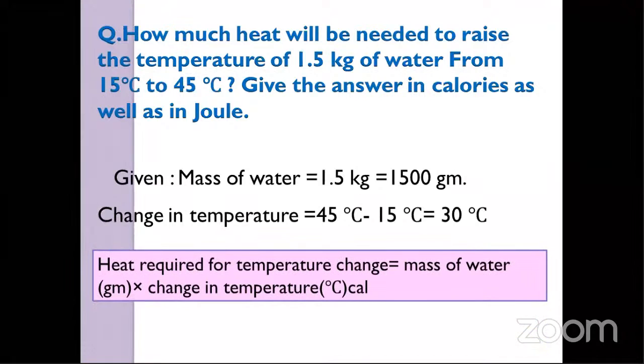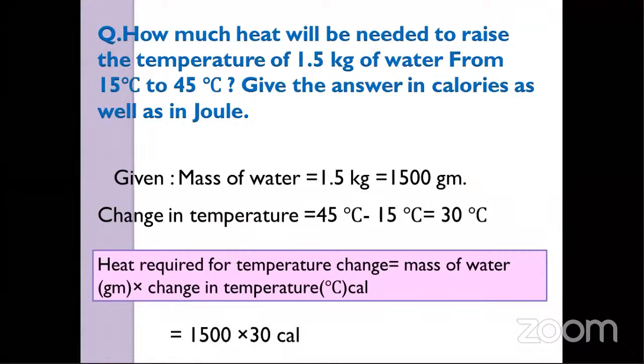And we have to find out the heat required for the temperature change. So use the formula for that. Here is the formula for you. Heat required for temperature change is equal to mass of water times change in temperature. This is the formula to find the heat required for the temperature change. So put the given values in this formula.